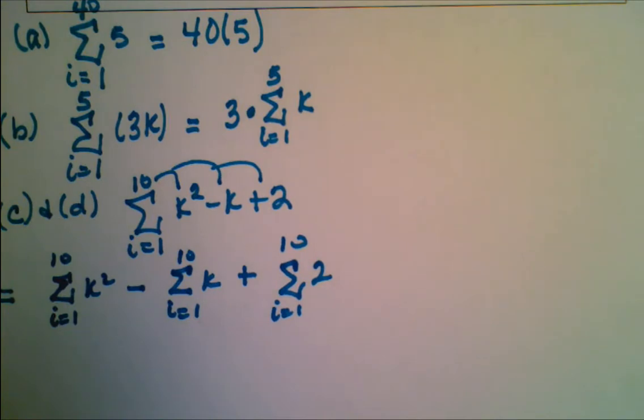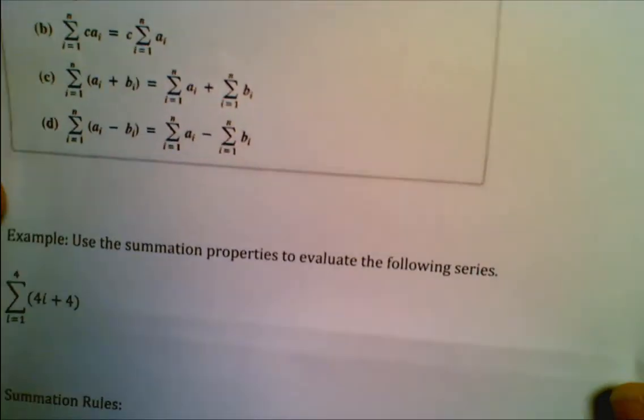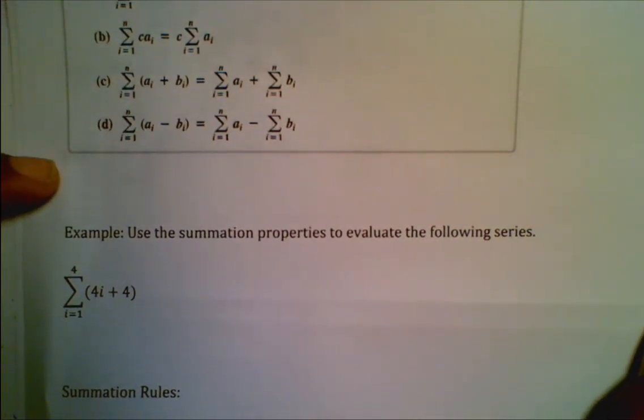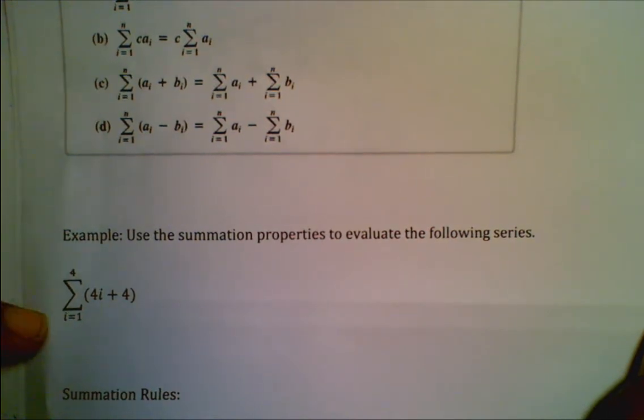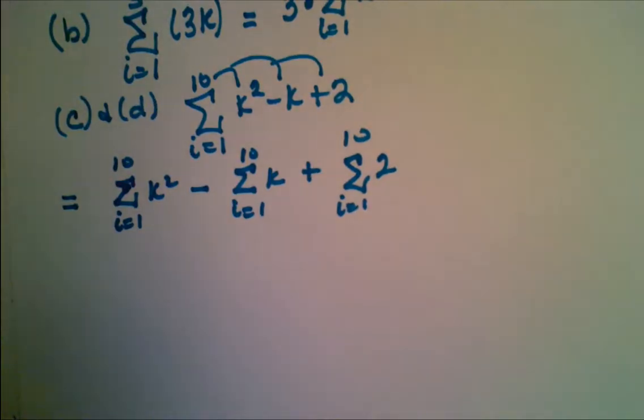So for example, let's look at the example that you have on your page here. Actually, before we look at this example, it says use the summation properties to evaluate the following series. We have the sum of 4i plus 4 as i goes from 1 to 4. Let's talk about the rules first, and then we'll come back to this particular example. So the rules.